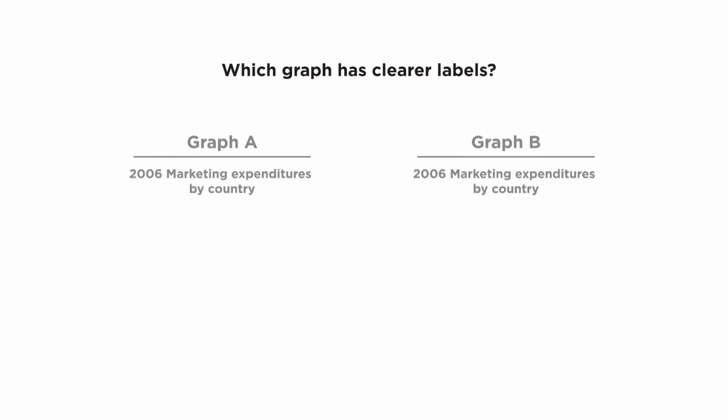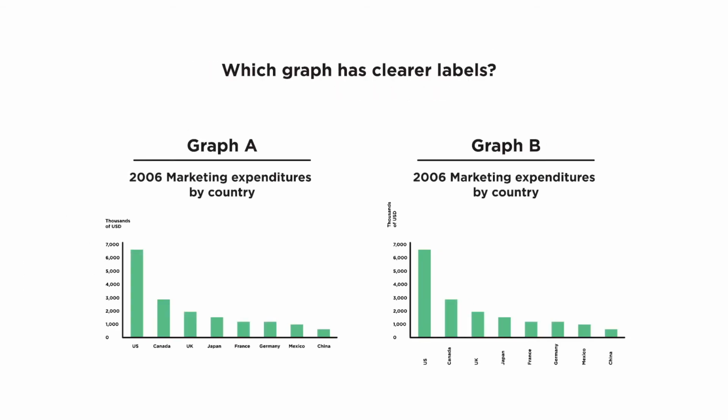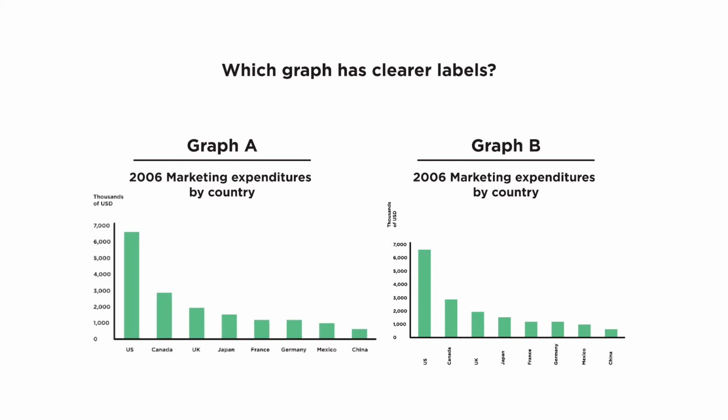Which graph has easy-to-read labels? Graph A or Graph B? Hopefully you can see that Graph A is much easier to read. Vertically oriented or angled text is much harder to read than horizontal-oriented text.